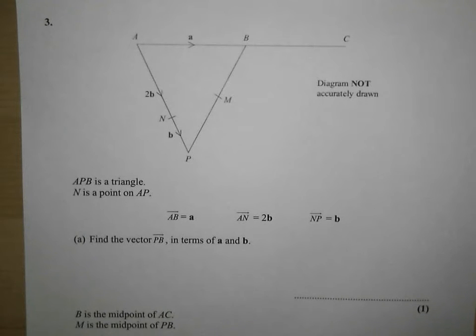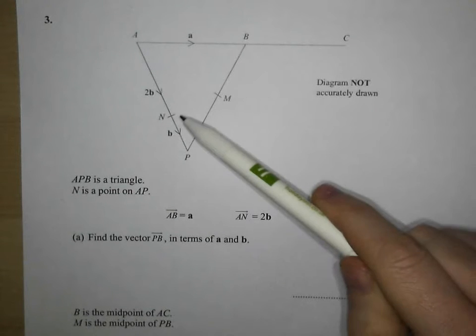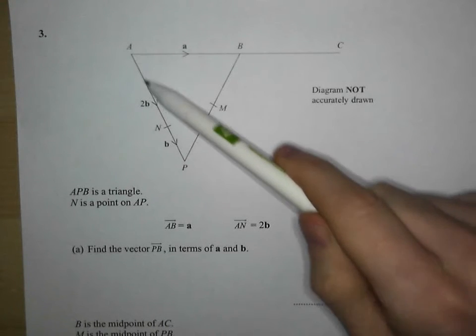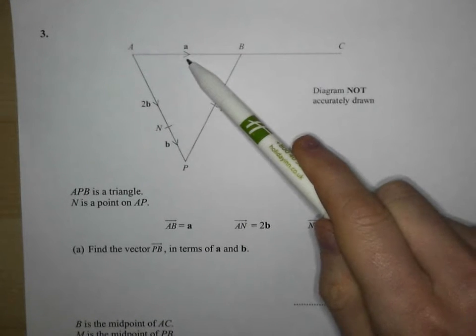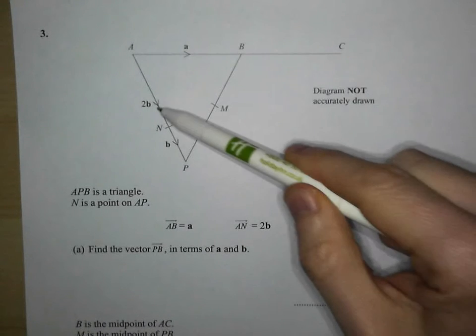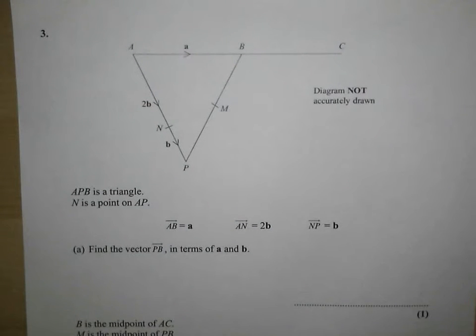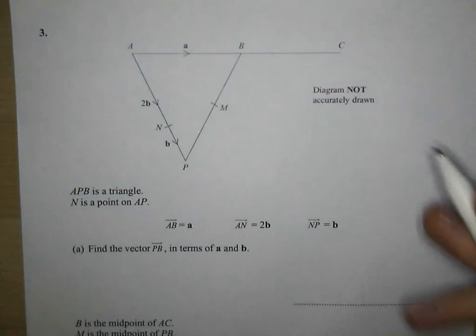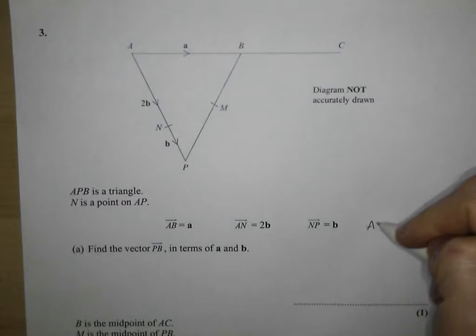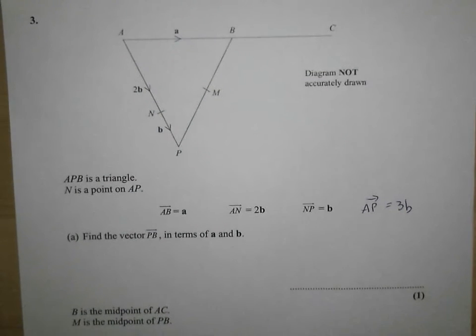Right, what is happening here? We've got APB is a triangle, N is a point on the line A to P, and then we get some facts. A to B is vector A to N is 2B, and N to P is B. Now that tells me straight away that if A to N is 2B and N to P is B, then I might as well get this down. A to P, that's going to be 3B's. That could be important. Find the vector PB in terms of A and B.